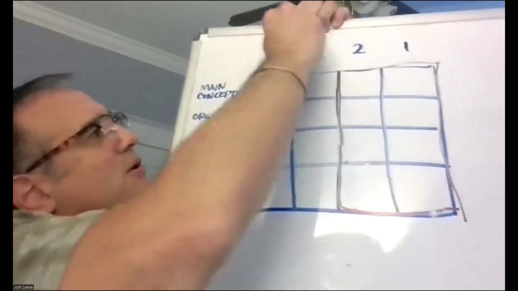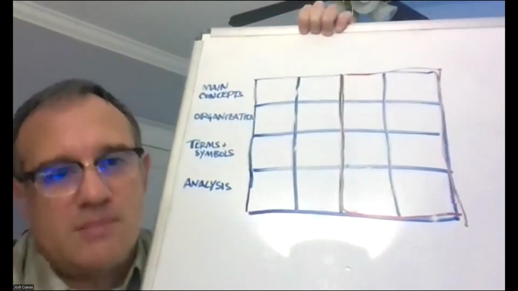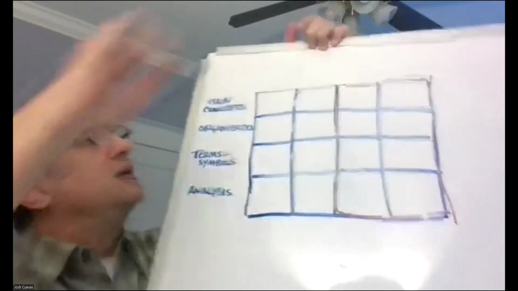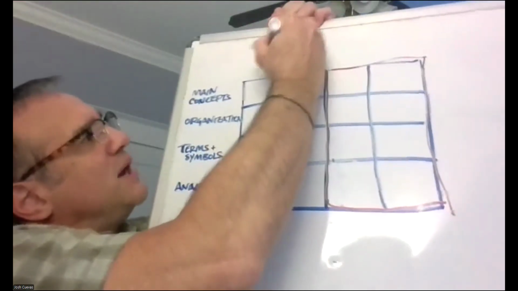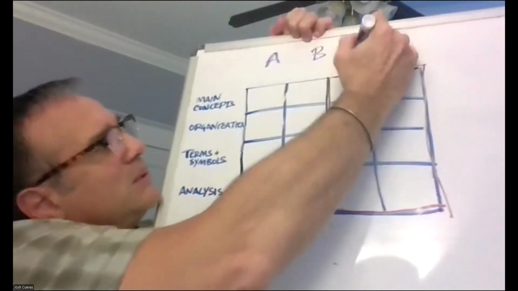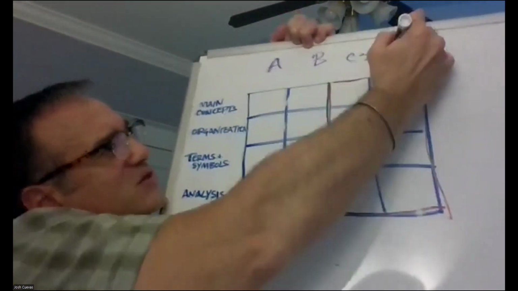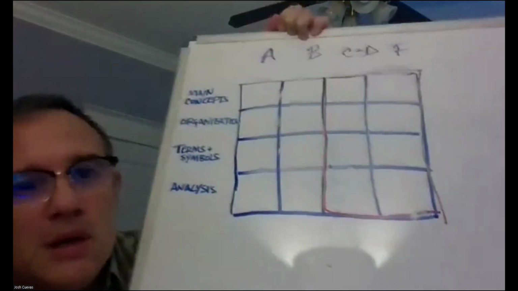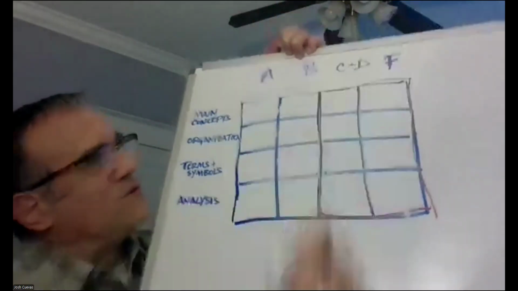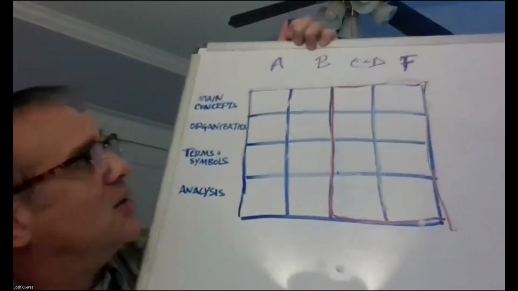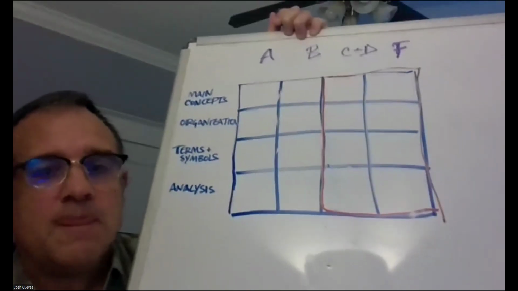So let's get rid of these numbers across the top. And what I would suggest is to think of it in terms of letter grades. This would be A, this would be B, this would be C to D, and this would be F, right? So now you only have one category for failing work. That's it. But now you're distinguishing on the high end of the scale, right?